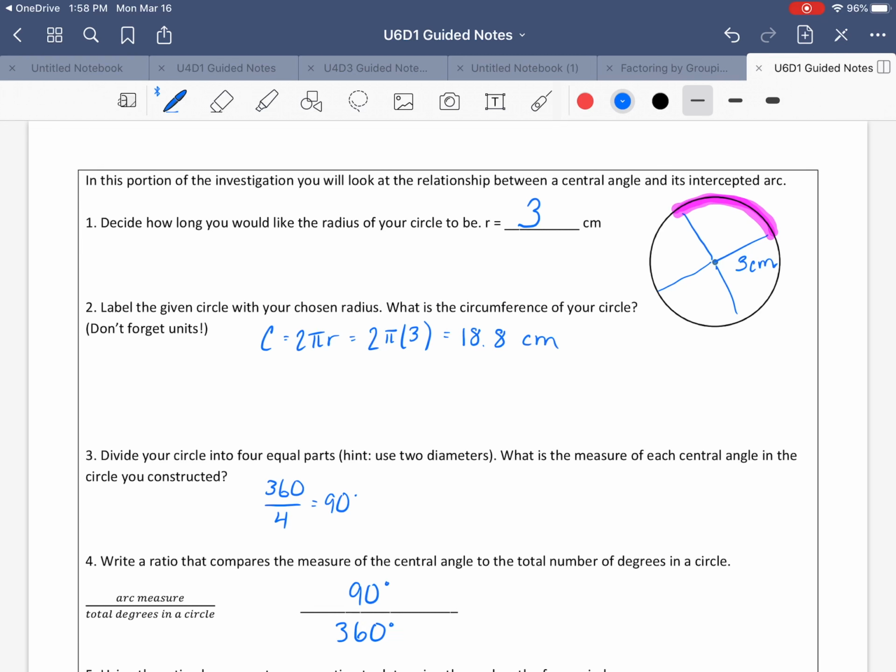All right, I'm going to give you a little bit of time so you can catch up with your own radius doing these calculations.